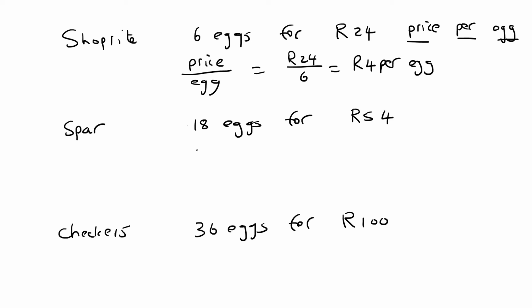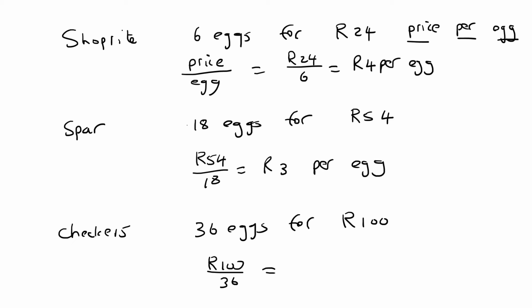Then for Spar, you're going to say 54 Rand divided by 18. And that's going to give you 3 Rand per egg. And then for Checkers, you're going to say 100 divided by 36. And that's going to give 2 Rand 78 per egg. So which shop is then going to be cheaper in this example?